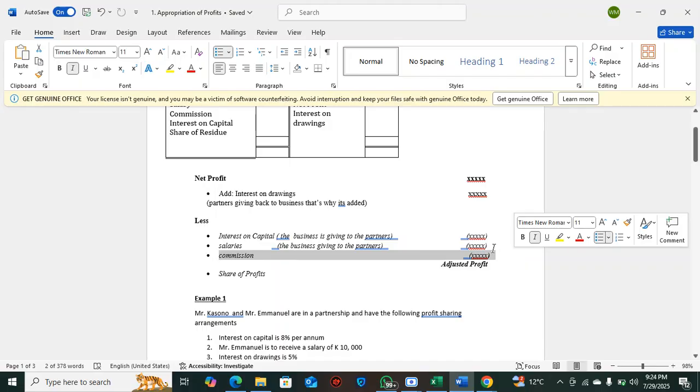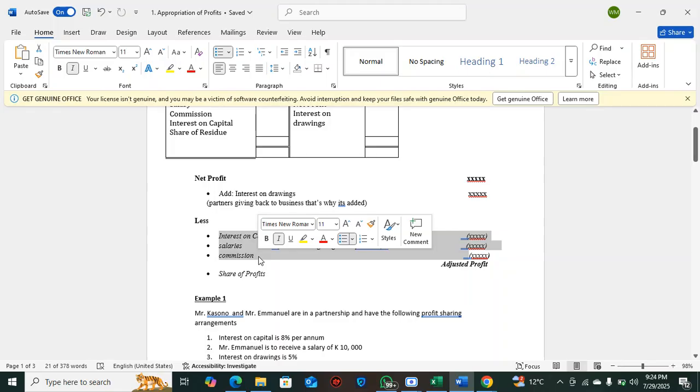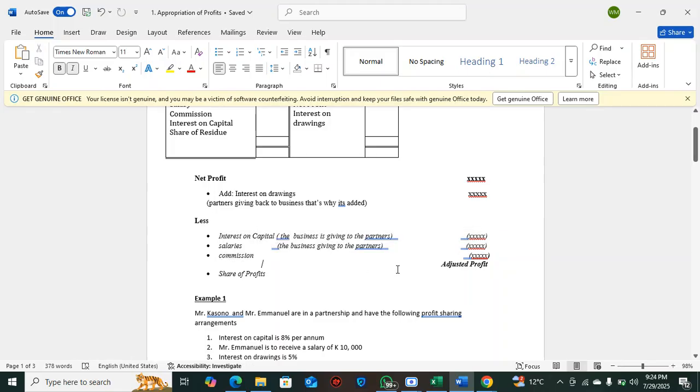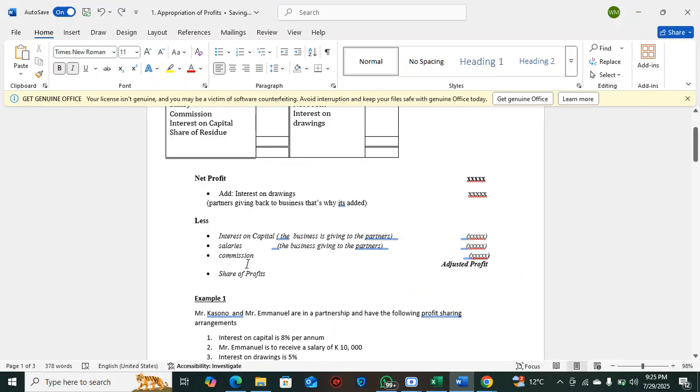Yes. Then after you've deducted the interest on capital, salaries, commission, the last thing that you do is the share of the profits. Usually in the questions they'll give you a profit sharing ratio for the partners. So after you've deducted interest on capital, salaries, and commission, and you've got your adjusted profit, now you're going to share that profit in the profit sharing ratios.